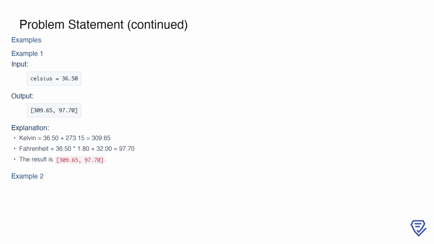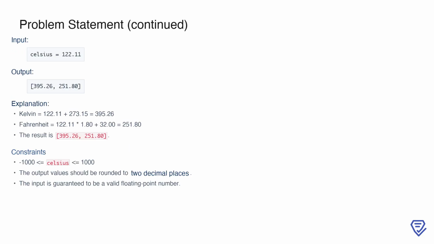For the first example, we have an input of 36.50 degrees Celsius. Using the formulas, we calculate Kelvin by adding 273.15 to 36.50, which gives us 309.65. For Fahrenheit, we multiply 36.50 by 1.80 and then add 32.00, resulting in 97.70. This means the output for this input is the array 309.65, 97.70, where the first value corresponds to Kelvin and the second to Fahrenheit. This demonstrates how the function applies the formulas step by step to produce the expected result.